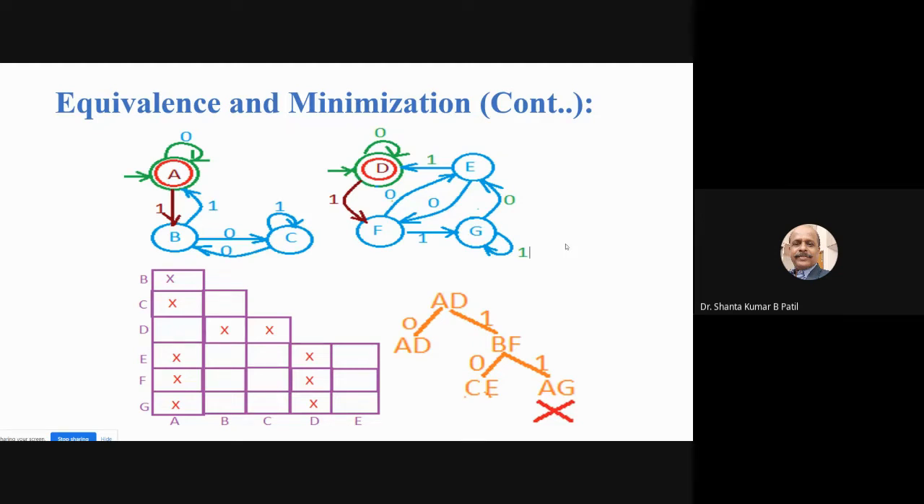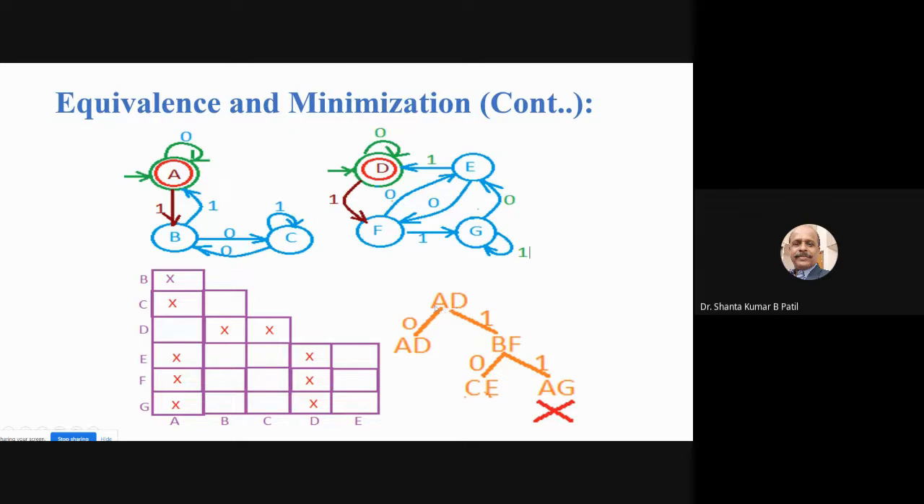You can take this another example. Construct the difference table, mark the cross mark. So AB is a cross mark, AC is a cross mark, AD, so almost similar, hence we are not marking cross mark. Then once you get the difference table, construct the tree, begin with the root node.